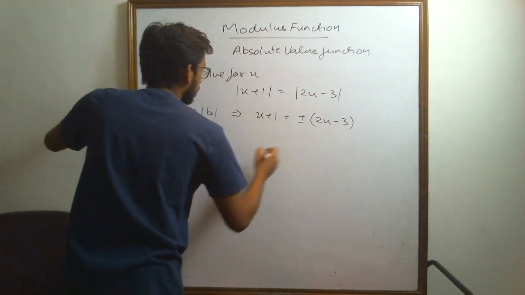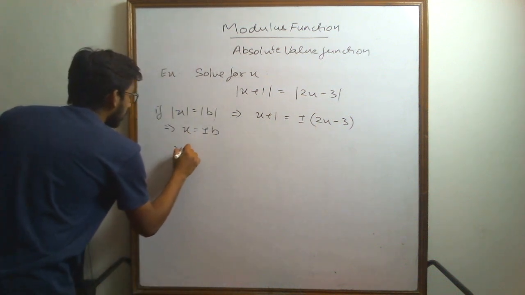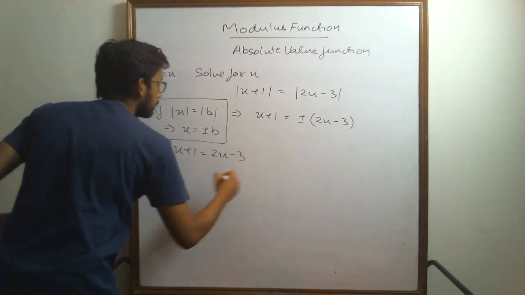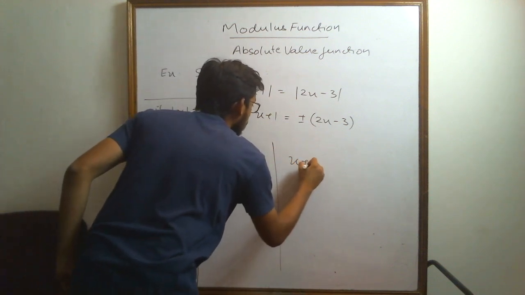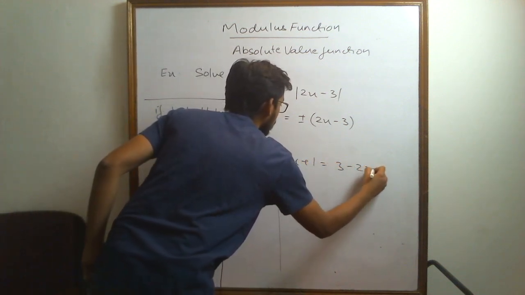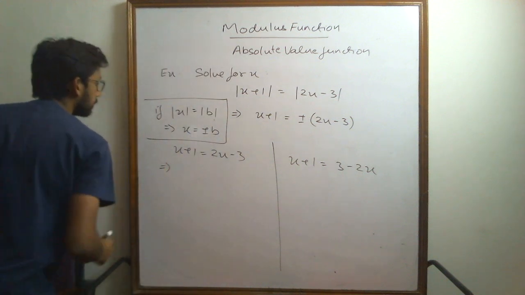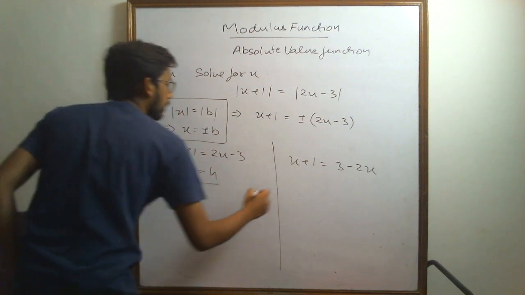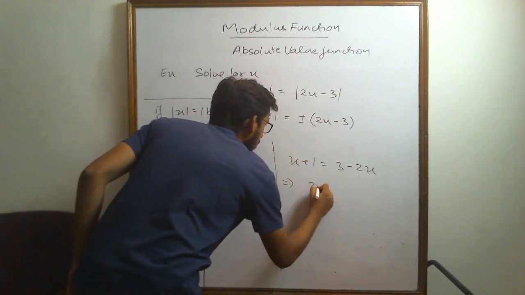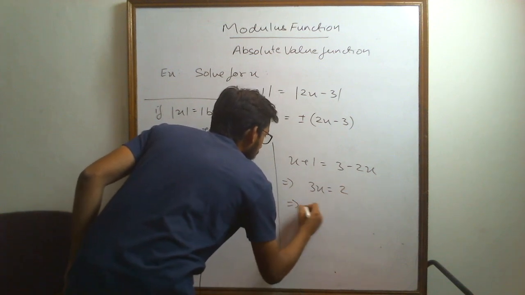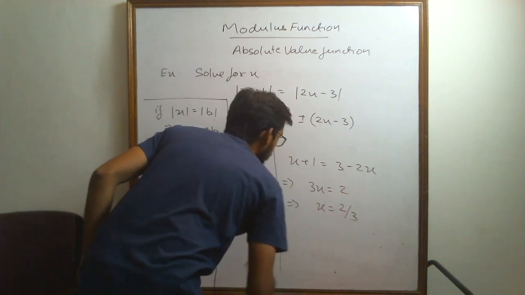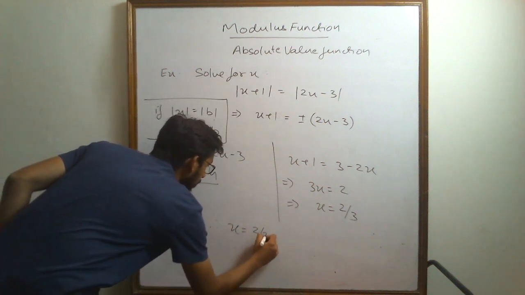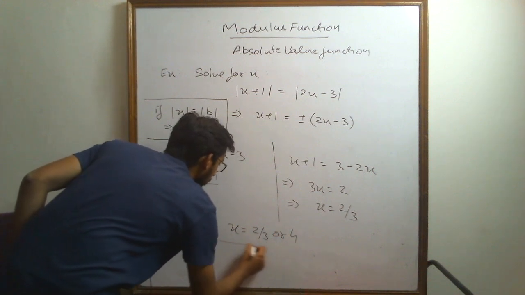So let's take them separately. x plus 1 is equal to 2x minus 3, and x plus 1 is equal to 3 minus 2x. This means x is equal to 4. From here 3x is equal to 2. This means that x is equal to 2 by 3. Therefore x is either equal to 2 by 3 or equal to 4.